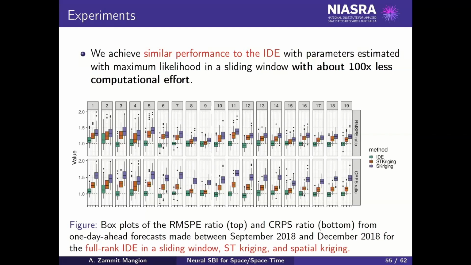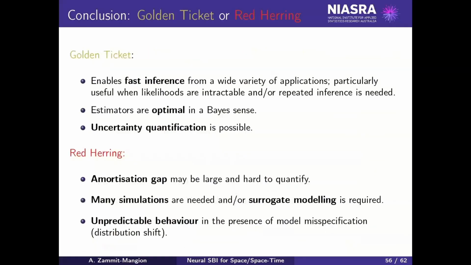The orange and the purple here are what you get with a descriptive approach, which is very easy to fit, very fast. But when you've got dynamics and you don't take those into account, you're going to get a worse fit, right? So now what we can do with Neural SBI is estimate, fit really complicated models and forecast with them, whereas before it was prohibitive. Okay, so that concludes my talk. I just want to finish with a couple of thoughts.